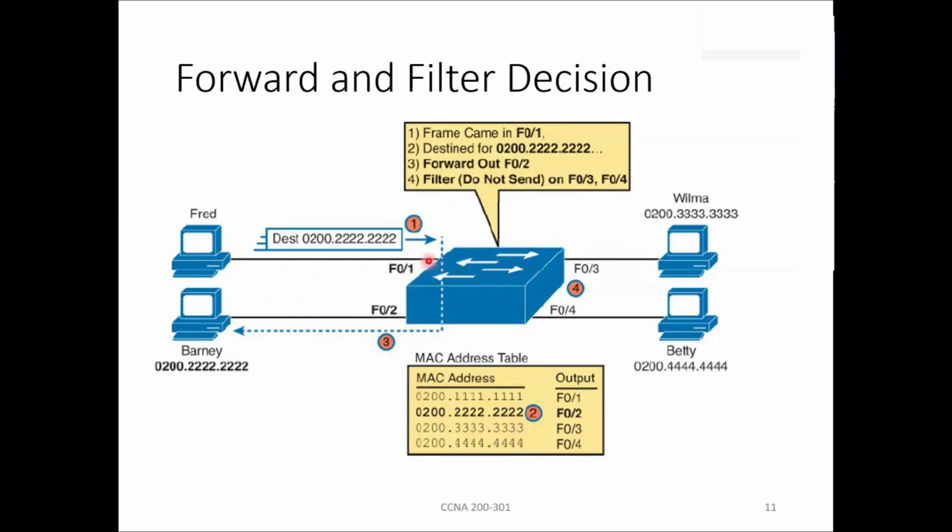So the switch learns all the device MAC addresses from each of the interfaces. You can see this is MAC address FA01, MAC address FA02, and so on. You got all these MAC addresses. So these are the forward and filter decisions that can be taken by this switch.